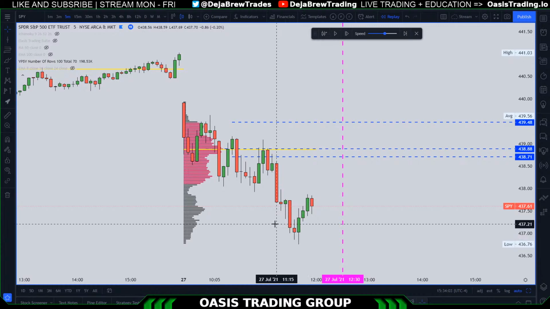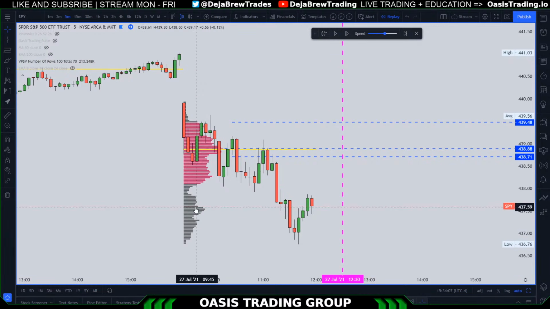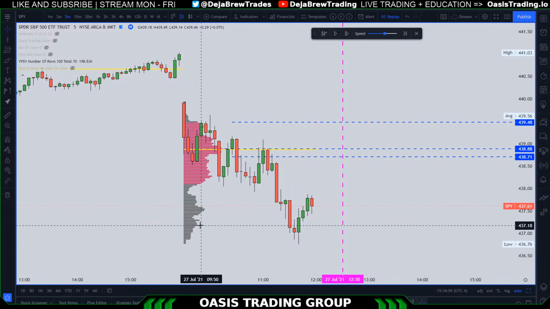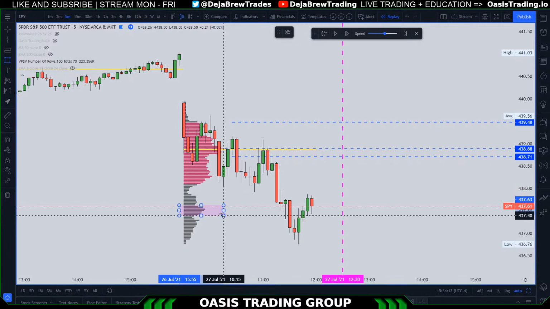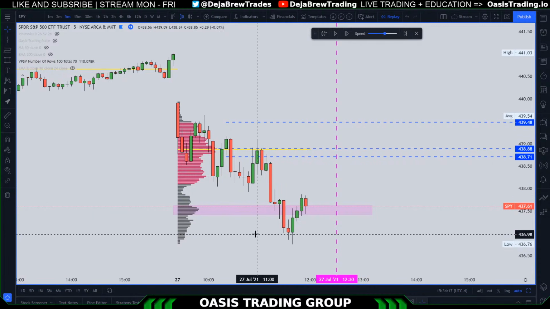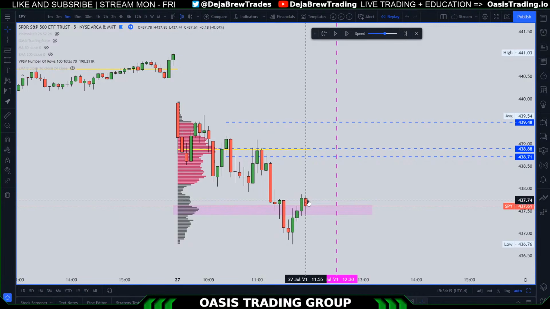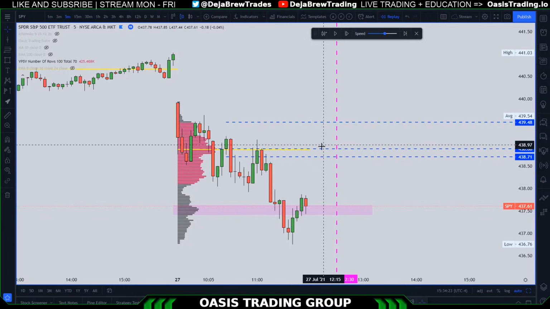You see how it starts to build? Kind of like a support down here. So you could have, around this time, taken this little node right here, and that would be like a little support. So it tries to give you a nice little trade here where it bounces off the node, and then maybe you could take it to the POC.